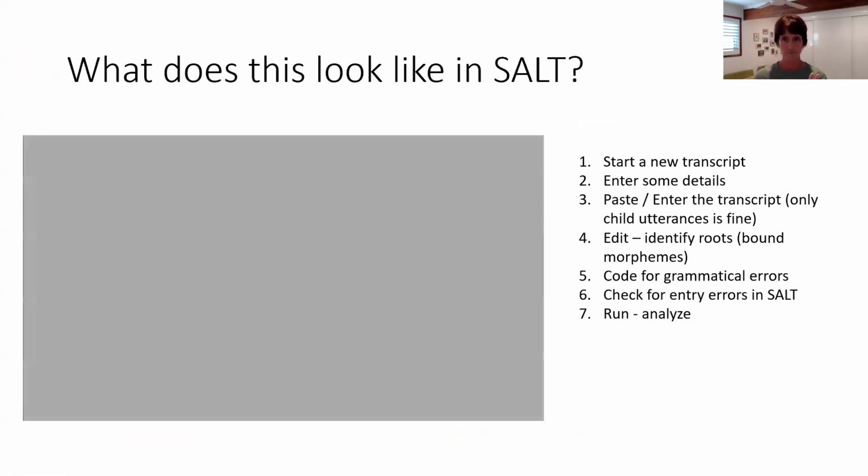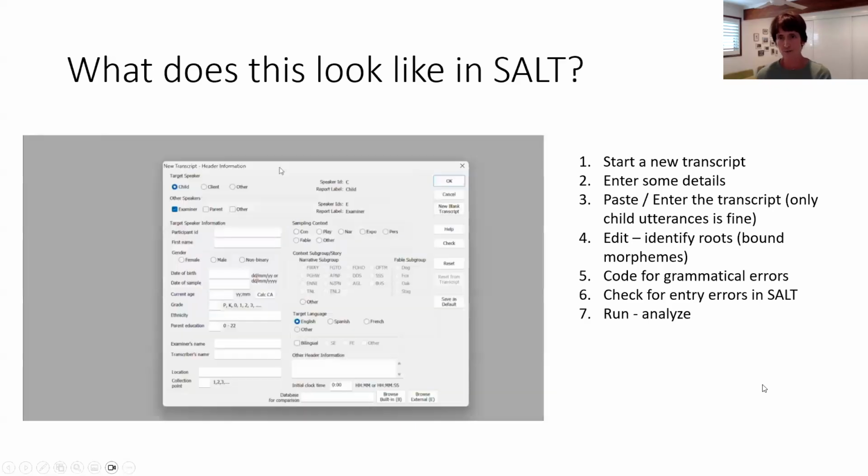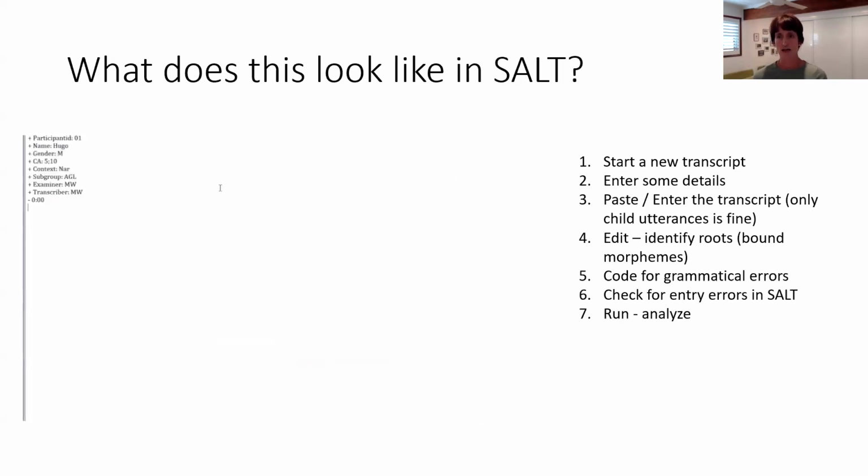It's only 2 minutes. So what you do is you basically start a new transcript and then you enter some details. It's up to you how much, 5 years, 10 months, examiner name. It's a narrative, it's AGL for Anna Gets Lost. And then you click OK. And this is what you get.